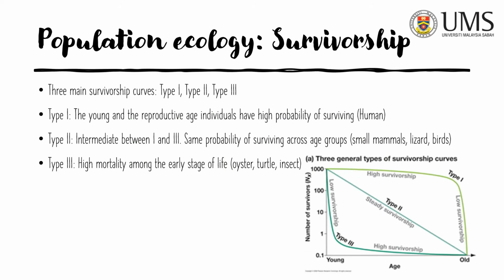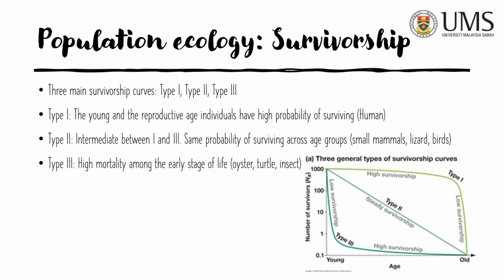We also have the survivorship curve. There are type 1, type 2, and type 3. In type 1, young and reproductive age individuals have a high probability of surviving, like humans. In humans, younger people tend to survive better than older people. Death always occurs, or more likely occurs, among older persons.